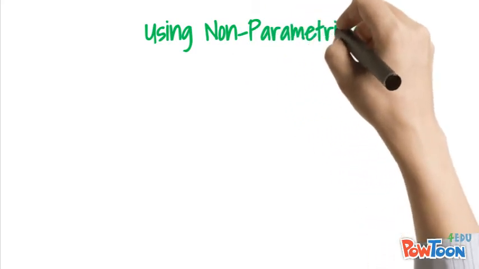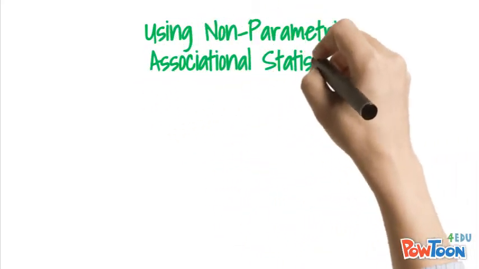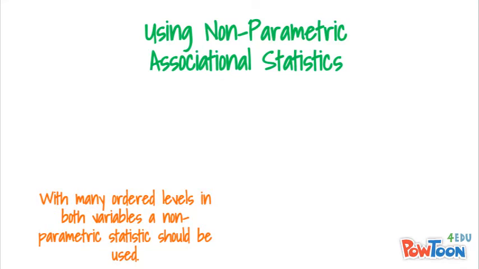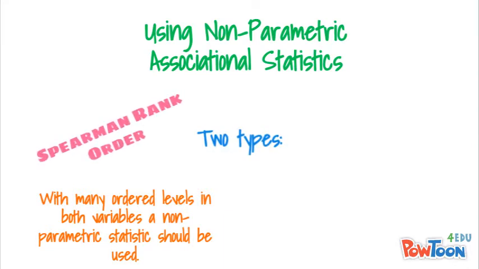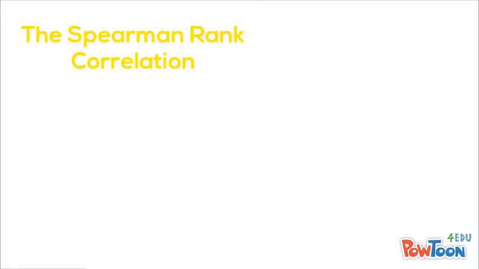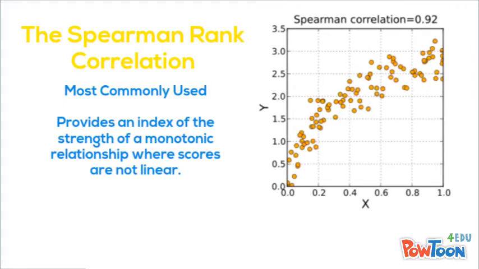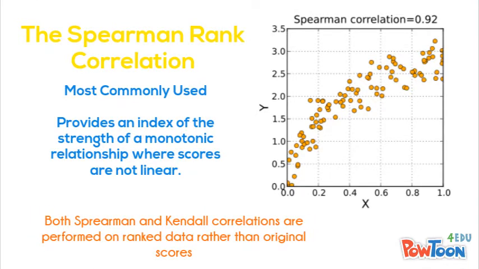Using non-parametric associational statistics. With many ordered levels in both variables, you should use a non-parametric statistic. The two statistics that are used are the Spearman rank order correlation and Kendall-Tau. The Spearman correlation is the more common of the two and provides an index of the strength of a monotonic relationship where scores are not linear. Both the Spearman correlation and Kendall-Tau are performed on ranked data rather than original scores.